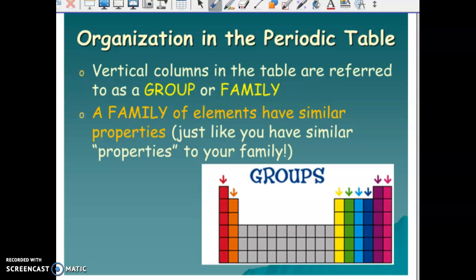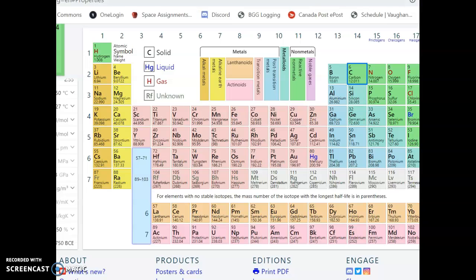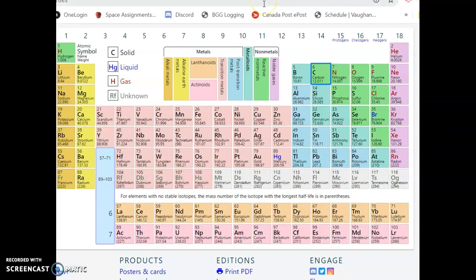Okay, so we talked about the organization of the periodic table a little bit. We know already that horizontal rows are periods, but actually the vertical columns have a name as well. They're called groups. There are 18 groups on the periodic table. You can see the number up at the top. So this is group 1, group 2, 3, 4, 5, 6, all the way to group number 18. Okay, so there are 18 groups.